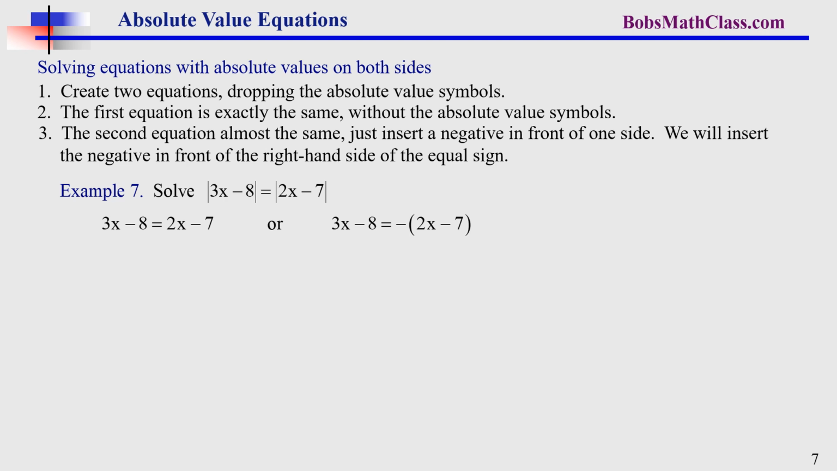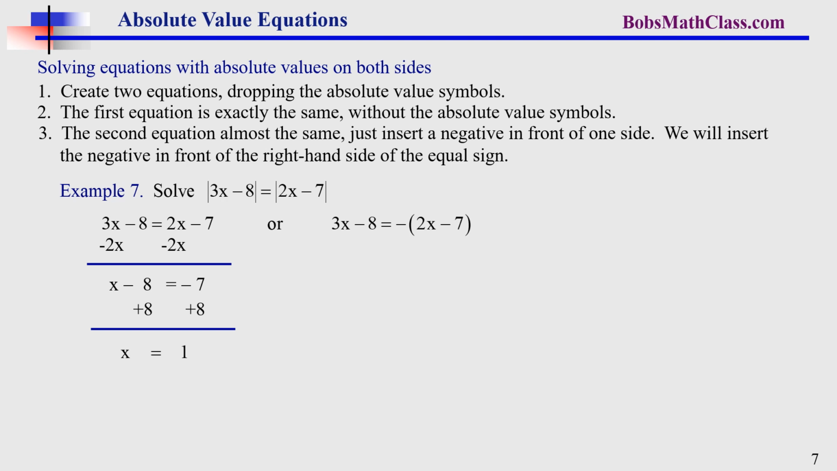Okay, now we'll solve the equation on the left first. We have x's on both sides, so subtract 2x on each side. Now we have just x on one side, x minus 8 equals negative 7. To get x by itself, add 8 to both sides. And that will give us x equals 1.